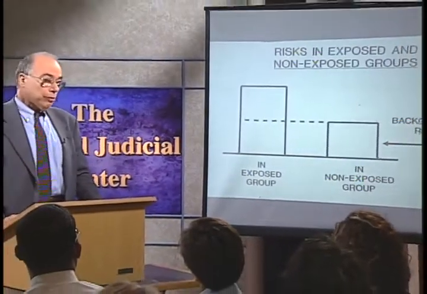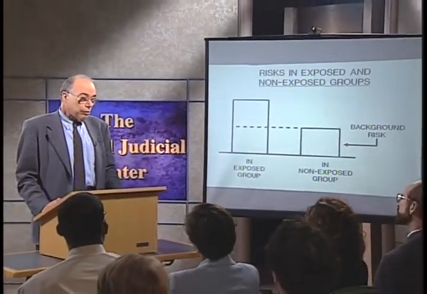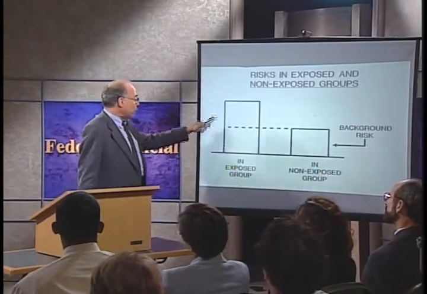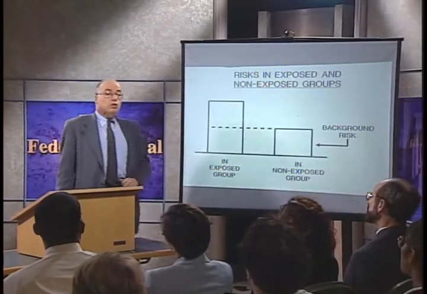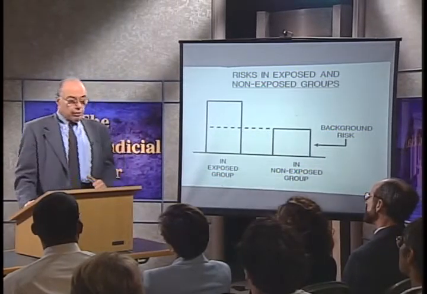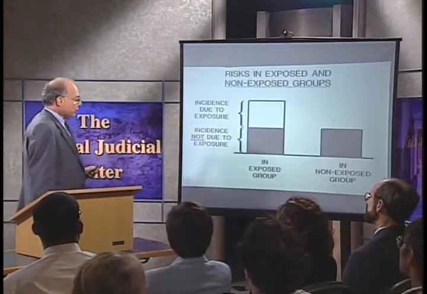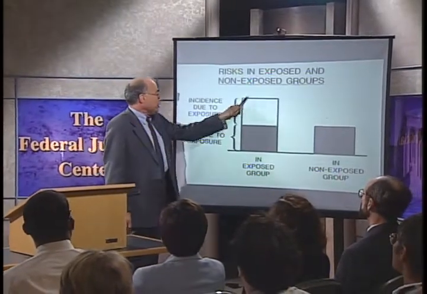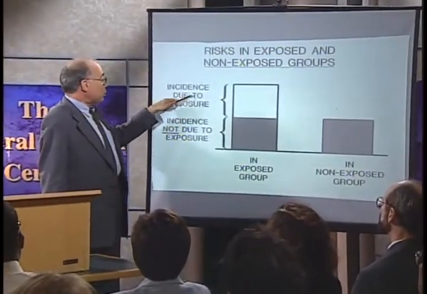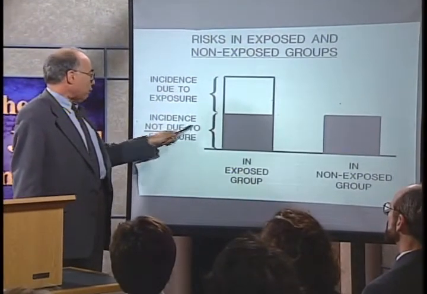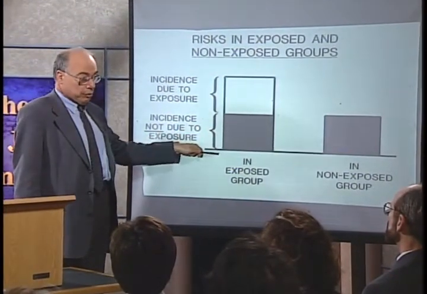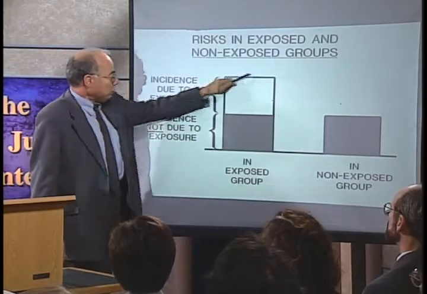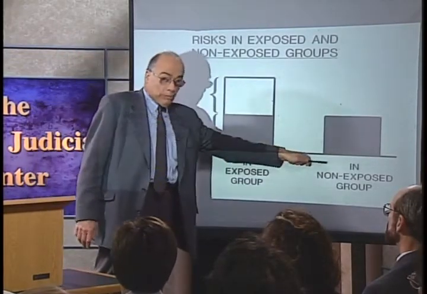If we want to ask the question, in the exposed group, how much of their exposure can we attribute to the fact that they were exposed? Or to say it differently, in the radiated group, how much of their risk of cancer is due to their having been radiated, we can figure out quite clearly how to calculate this. The total risk in the exposed group is due to the exposure and to the background risk, not due to the exposure. The exposed people have an additional risk that the non-exposed people don't have.